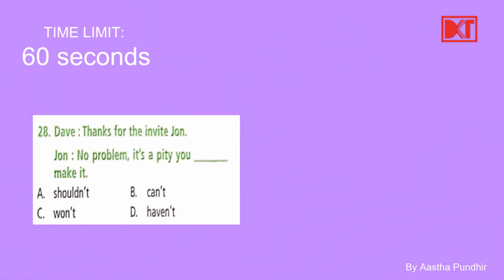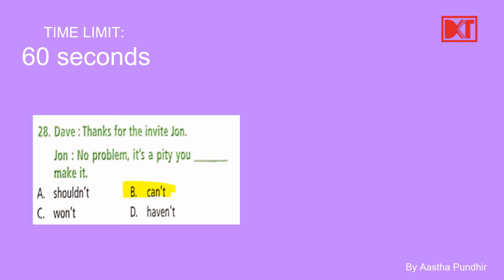Now the next question, Dave says, thanks for the invite, John. John replies, no problem, it's a pity you dash make it. A, it's a pity you shouldn't make it. B, it's a pity you can't make it. C, it's a pity you won't make it. D, it's a pity you haven't make it. So, what is the correct answer here? Now here the correct answer is B. It's a pity that you can't make it.